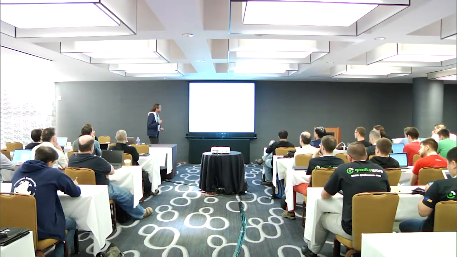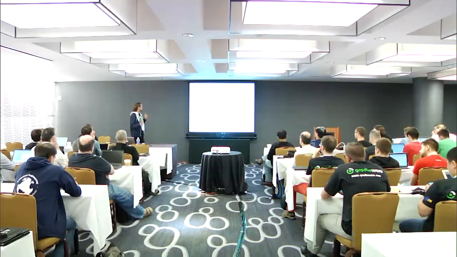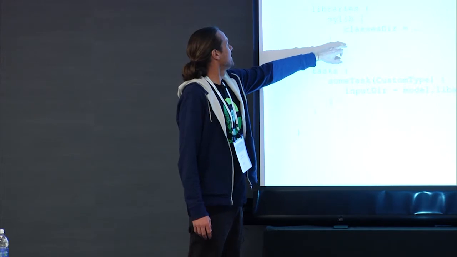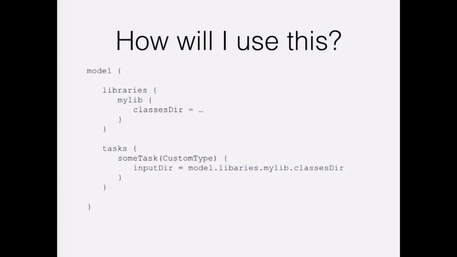Now, inputs and outputs are generally inferable here. So the output Gradle can figure out by the context. You've already said what the output is. This piece of code configures that library model, so that's the output of it. This piece of code defines and configures this task, so that's its output.